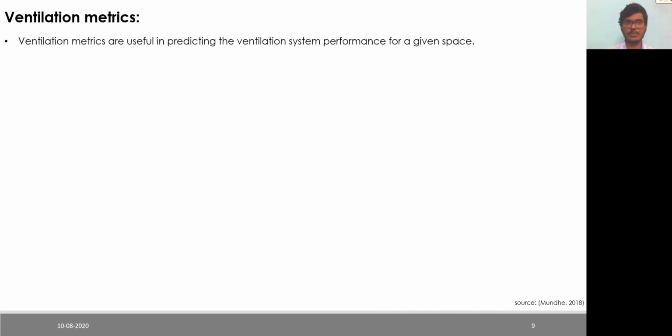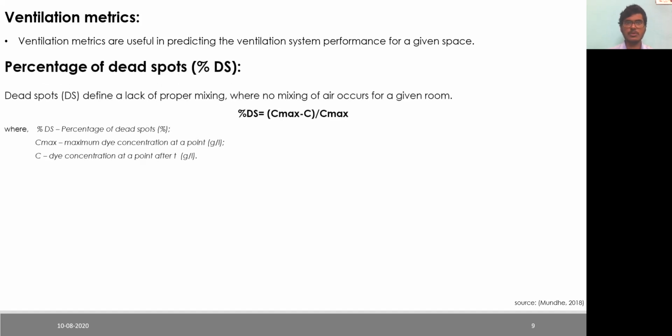So next comes the ventilation metrics. Ventilation metrics are basically useful in predicting the ventilation performance of a given space. Here I have calculated 3 ventilation metrics. First one is the percentage dead spots. Percentage dead spots define the lack of proper mixing, where no mixing of air occurs, and it is calculated by the formula as shown here. If the percentage of dead spots is more in the room, then the room is poorly ventilated, and when the percentage of dead spots is low, the room is properly ventilated.